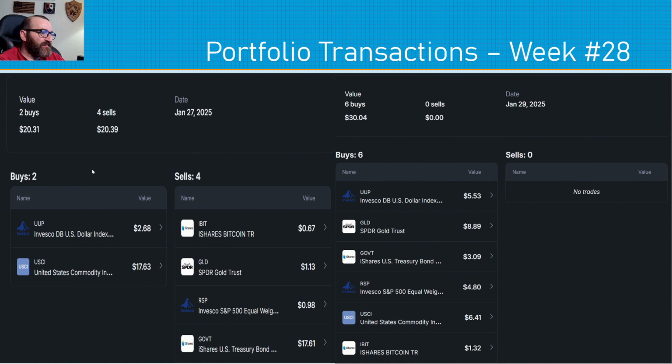And we bought into commodities for $17.63, and they bought US dollar for $2.68. So primarily those selling of bonds and buying commodities. That was the main point of this.